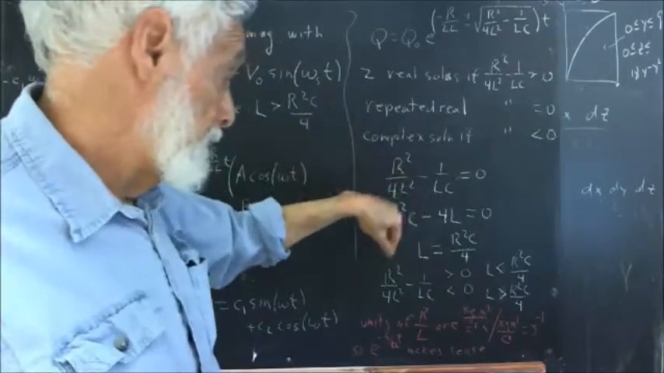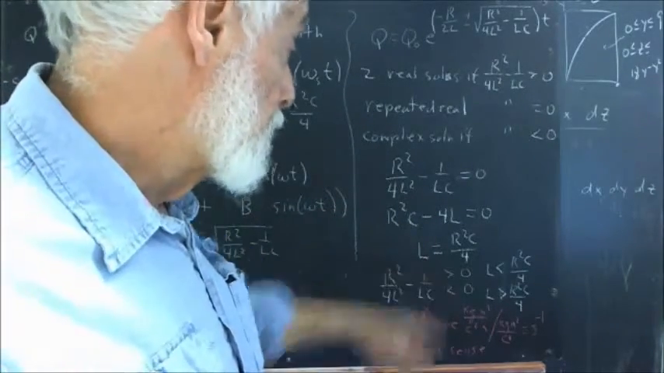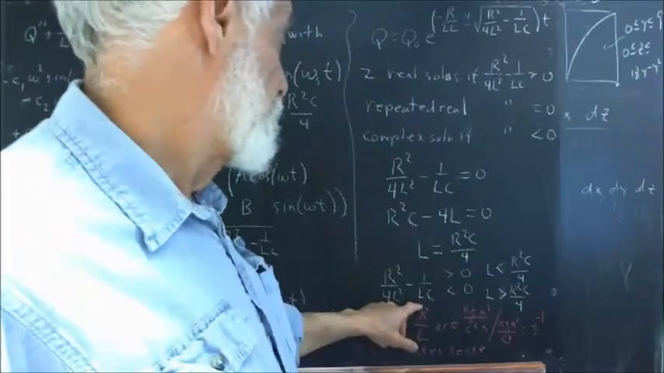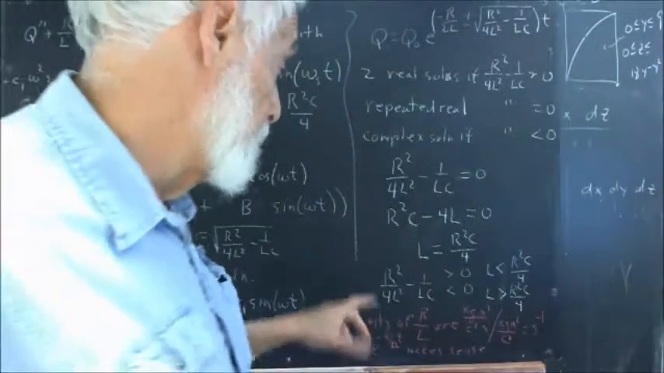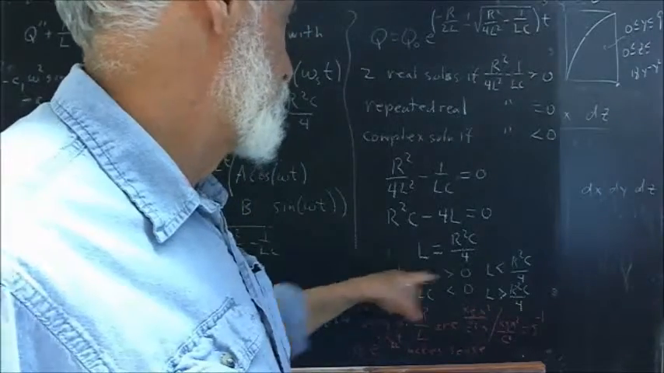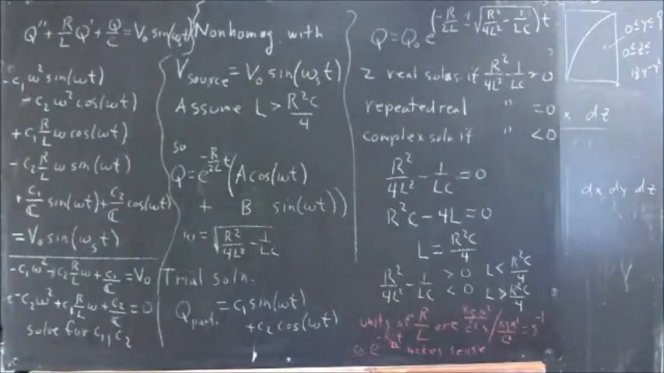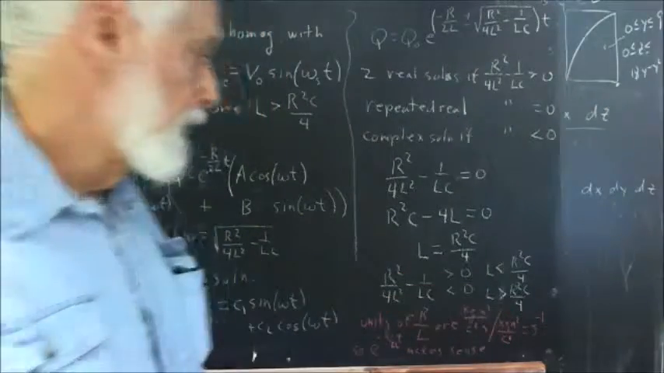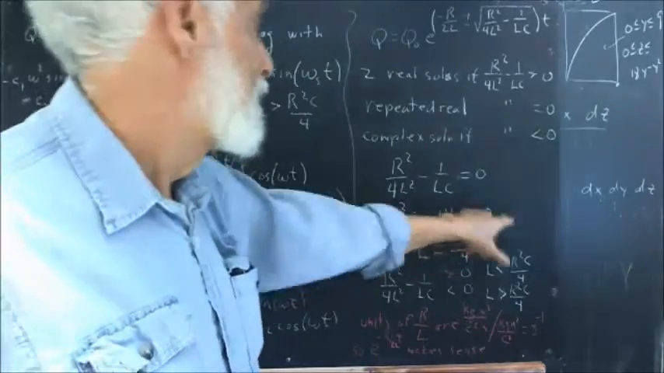Now, it then follows that r squared over 4l squared minus 1 over lc is greater than 0 when? Oh, well, if L is small enough, this is big enough. Well, delay what I just said there, but this occurs if L is less than r squared c over 4. And I'm going to stop and check that, because I want to check this at every point and make sure that I'm not saying something really ignorant. Okay, if I look at this, it's really obvious. If L is big, that's going to make this negative.